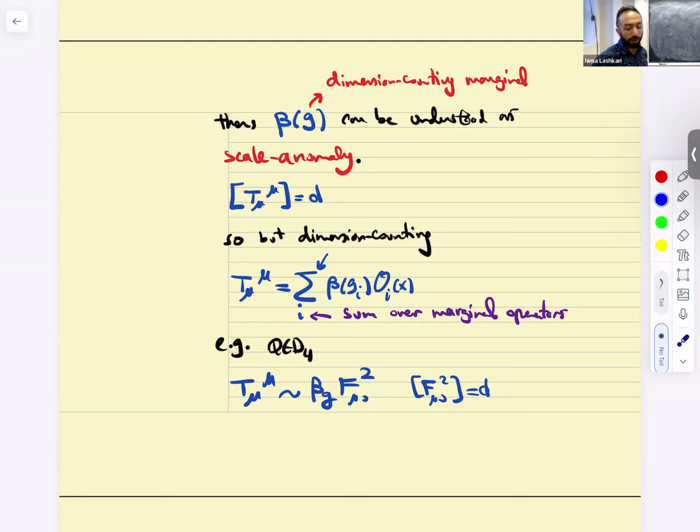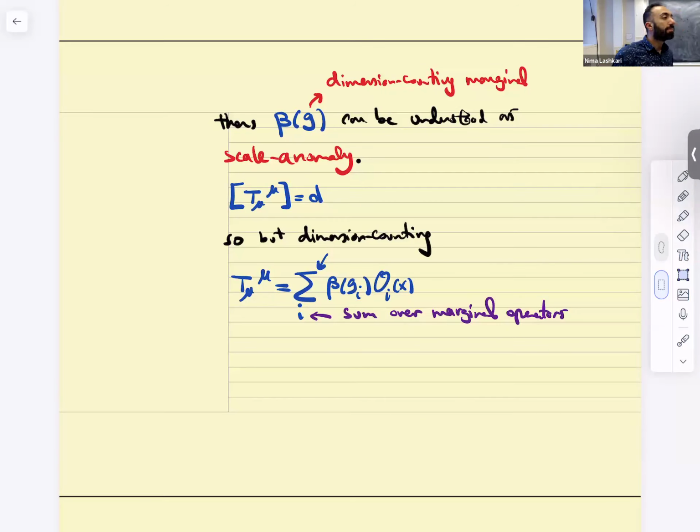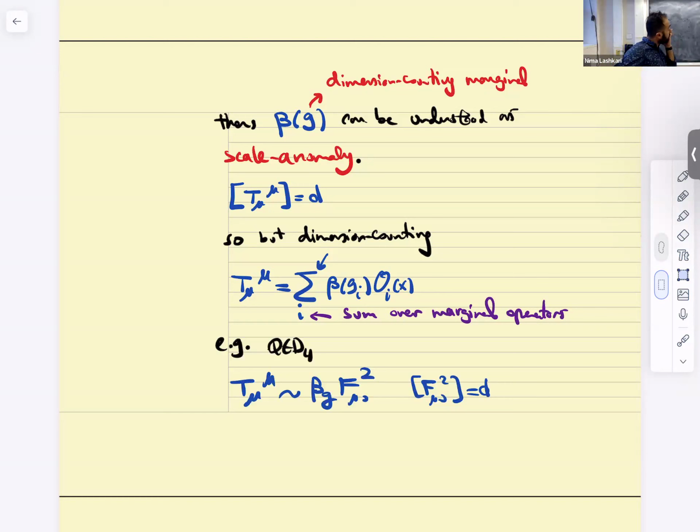So in QED4, whoops. Is this what I wanted to say? No, that's not what I wanted to say. Forget about this example. Actually, maybe I want to say that. Oh yeah, that's what I want to say. If you do the calculation.